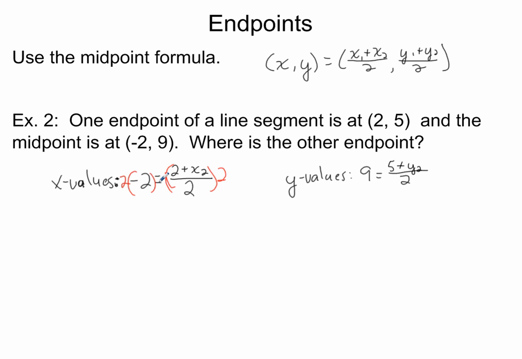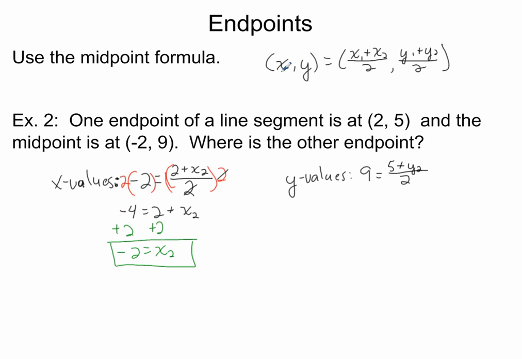So, all right, multiplying both sides by 2 gives me negative 4. On this side, I get 2 plus x sub 2, because these things cancel out. My next step, I'm going to add 2 to both sides. And so I get the x value for this endpoint is negative 2.